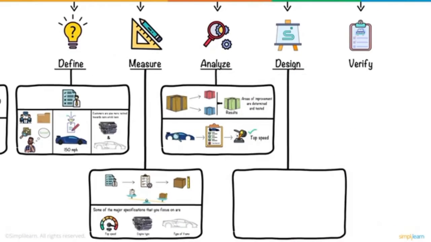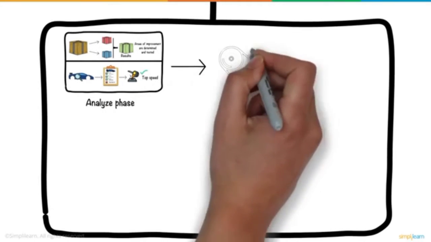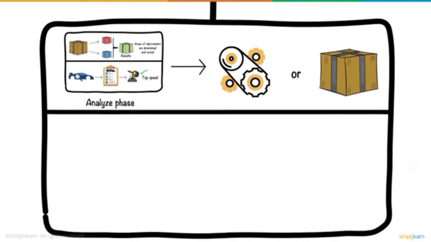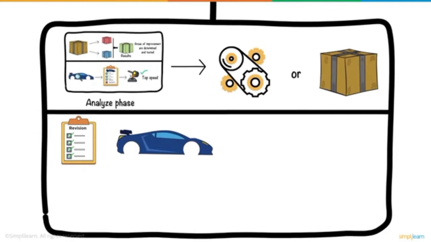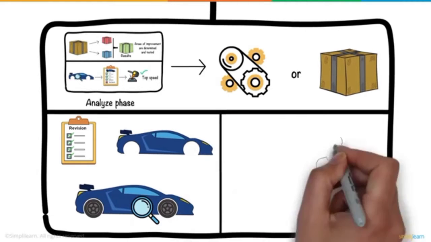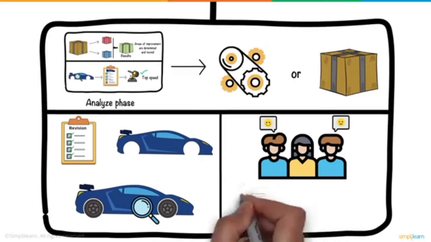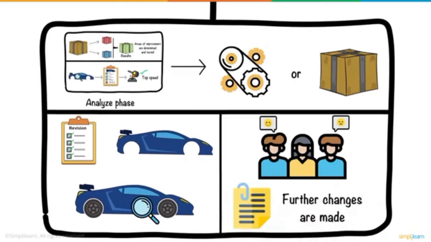Following this, the design phase. Based on the learnings from the analysis phase, the new process or product is designed. Revisions are made to the model, and the car is manufactured with the new material. The analysis phase is repeated based on the new design. You also bring a focus group and see how they receive it. Based on their feedback, further changes are made.